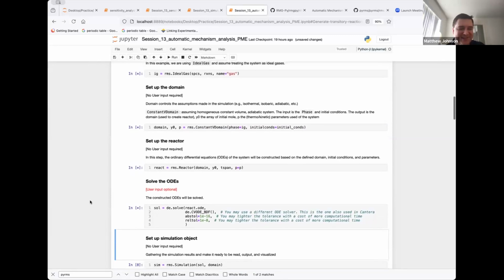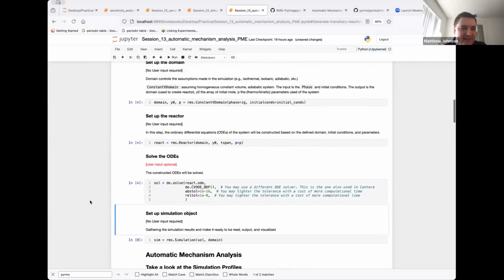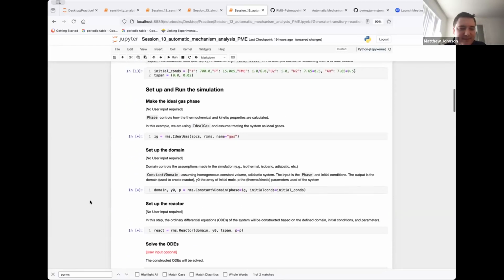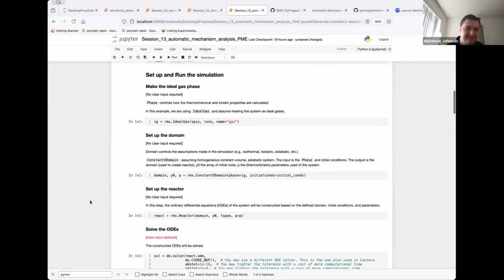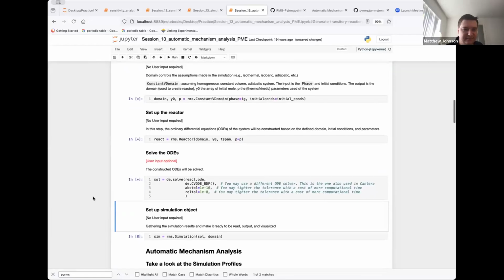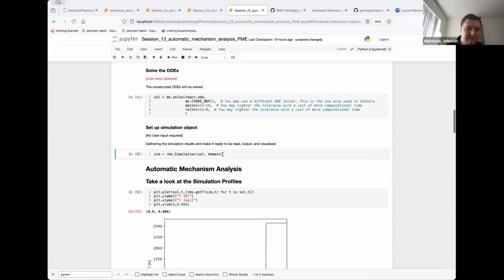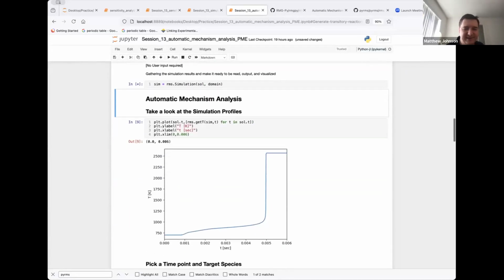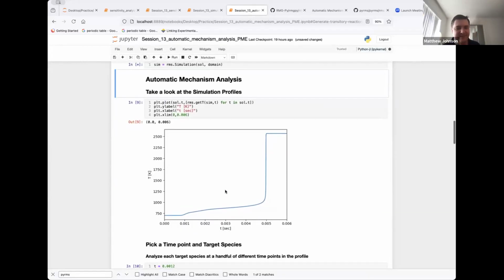Taking a little bit longer. The ones we did before here were very small. But it's optimizing the mechanism a little bit right now. But I'll talk a little bit. So we've got our temperature profile.